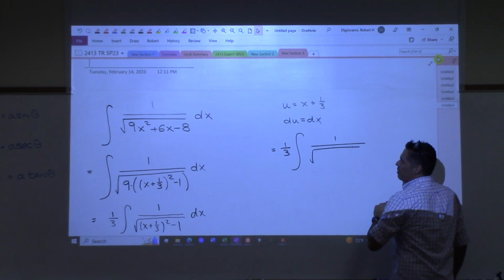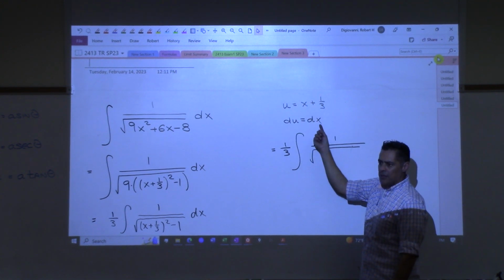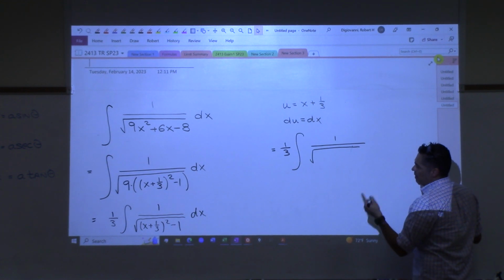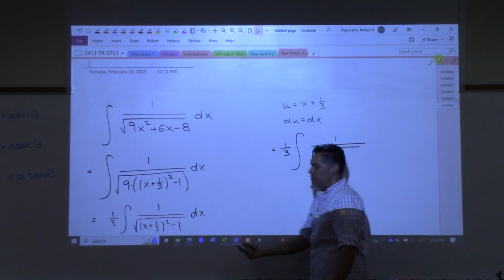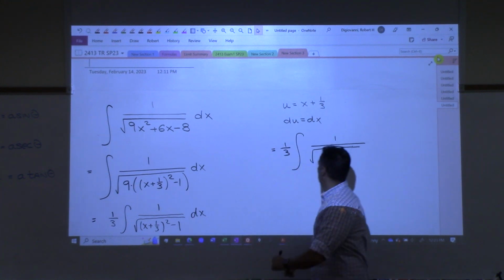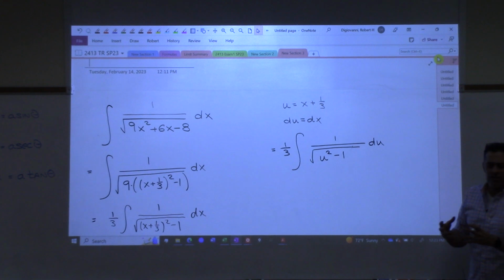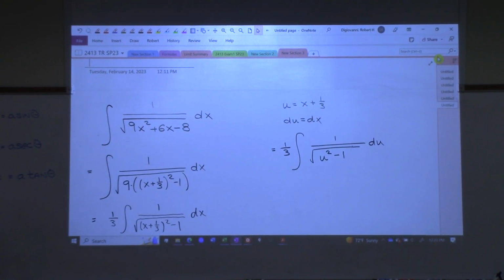So I'm replacing x plus 1/3 with u. The derivative of that's just dx. So my new integral becomes 1/3 outside, integral of 1 over u squared minus 1, and then dx is du. All that did was clean it up a little bit to make it look like this formula. So completing the square was the hardest part of this thing. Well, we're not done, so let's see where else we've got to go.